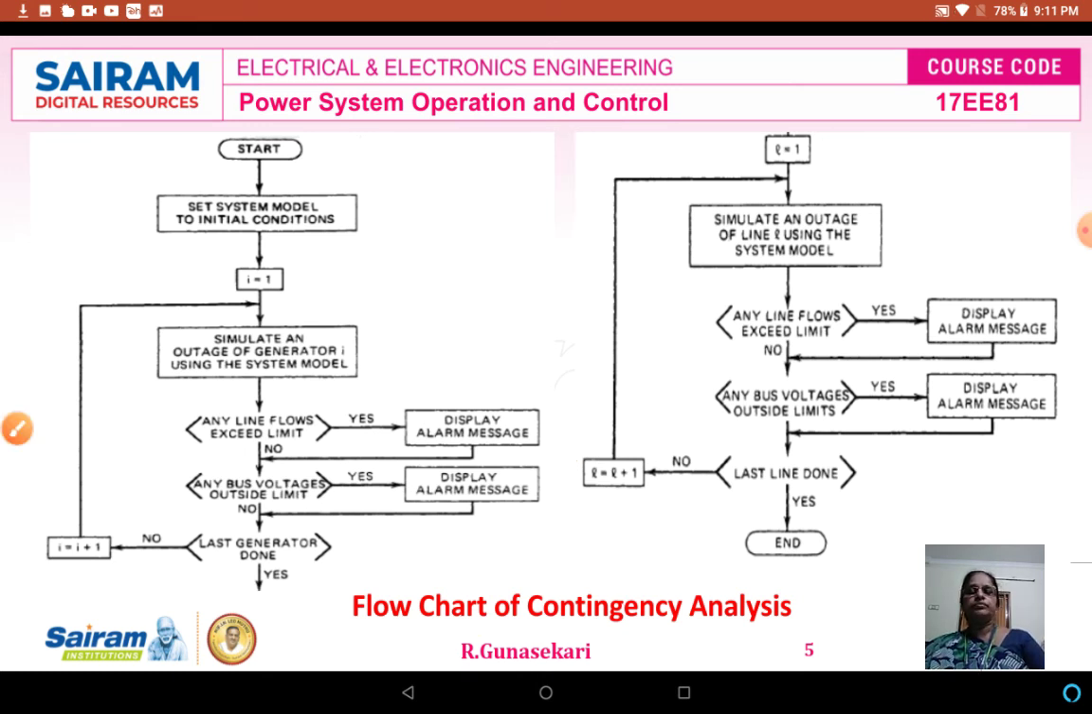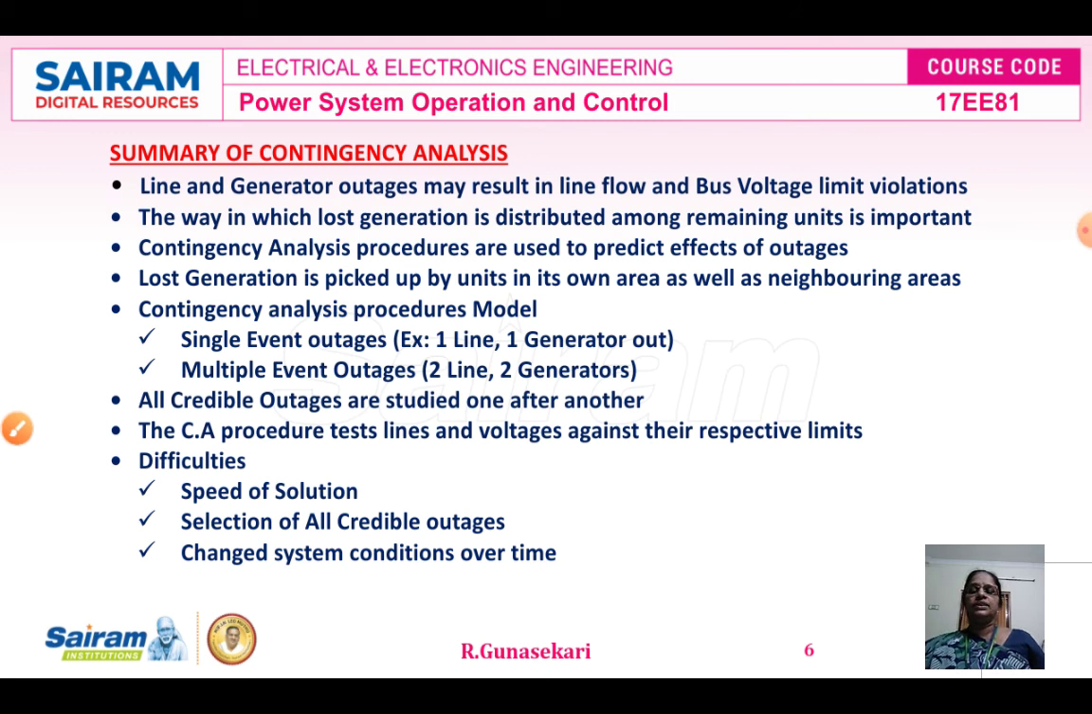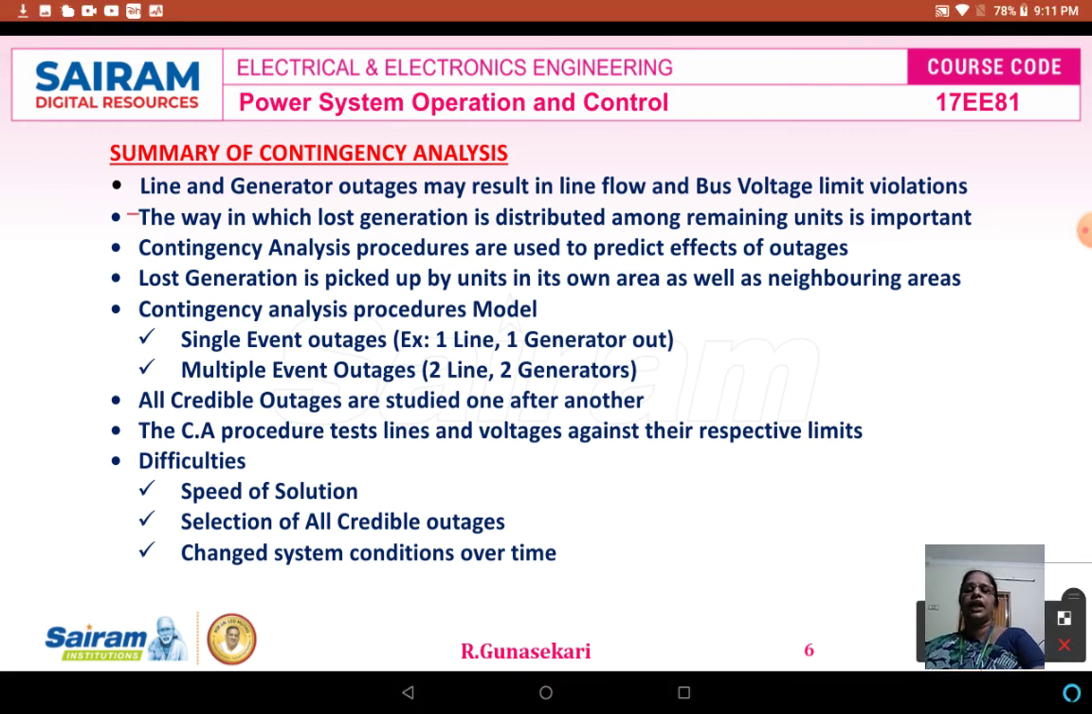Okay. Then next, the summary of the contingency analysis. Already we studied all those things. What is the summary? Here I told what the outages are: line and generator outages. In this, what we are checking is whether the line flow and bus voltage limits are exceeded or not. That is the meaning of violations. Then next we have to check whether this is the last generator, and then whether this is the last line. Then that's over.